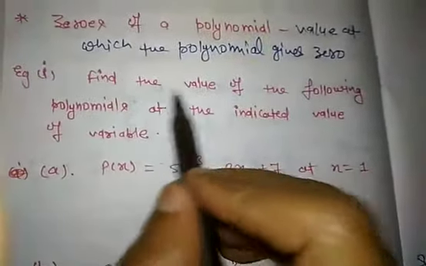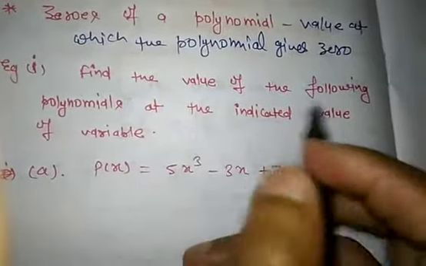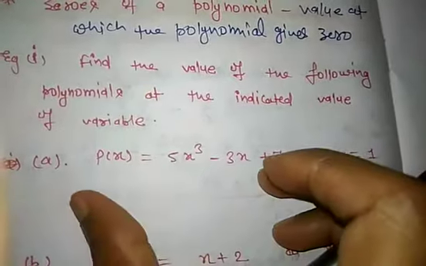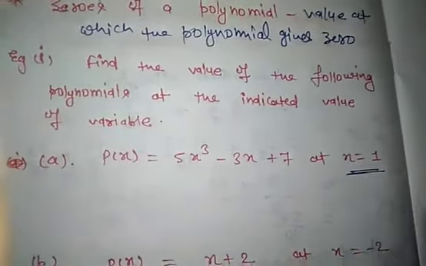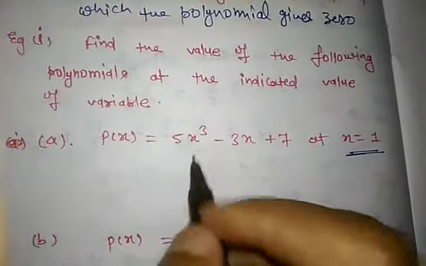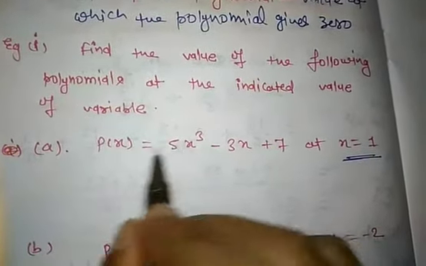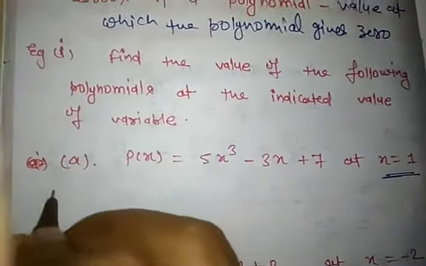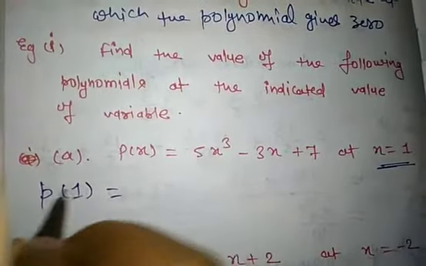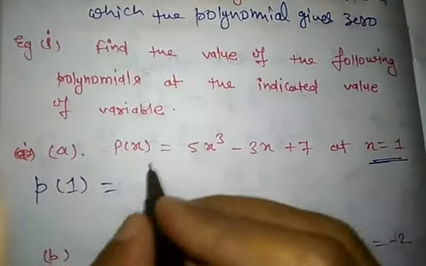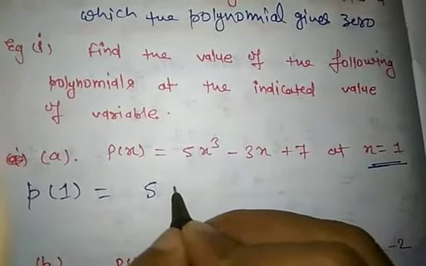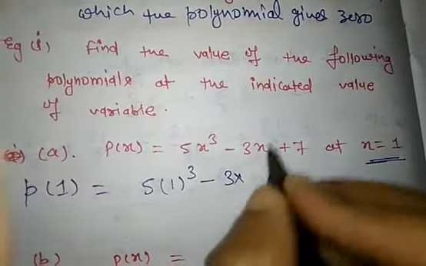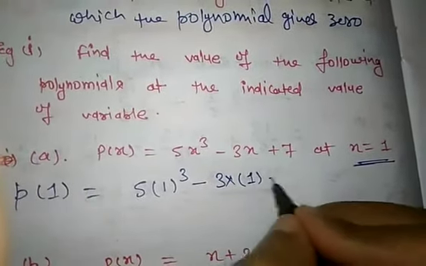As an example, find the value of the following polynomial at the indicated value of variables. We have to find the value of the given polynomial at this. So it is simple to find. Simply replace x by 1. So p(x) is this. What is the value of p(1)? Put x equal to 1. We got 5 times 1 power 3 minus 3 times the value of x, 1, plus 7.